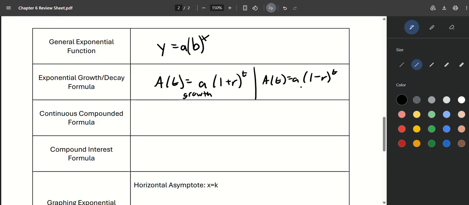What does a represent? Yep, a is our initial value. What is r, Kennedy? Rate. And how should we write that? Yep, as a decimal. What is t? Time. Yep. Time.